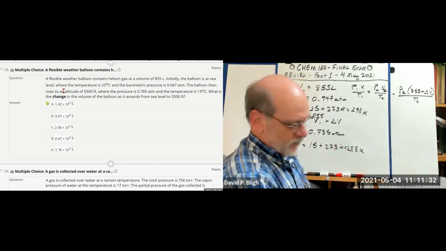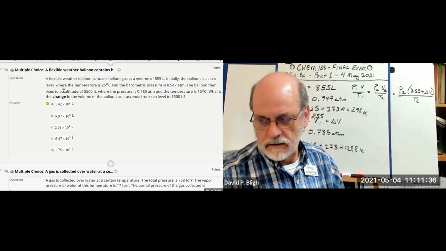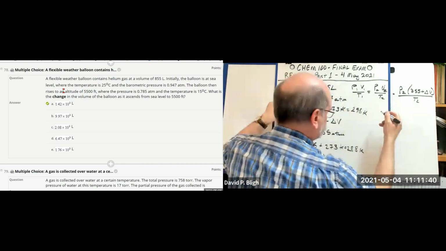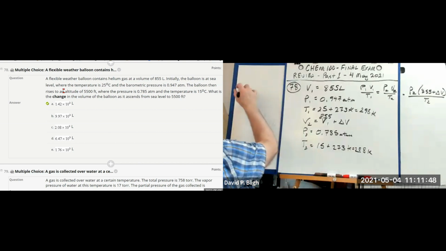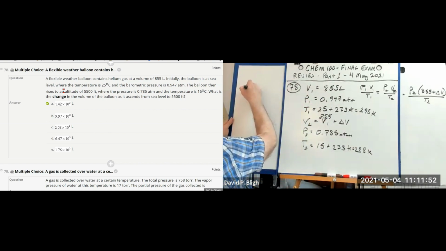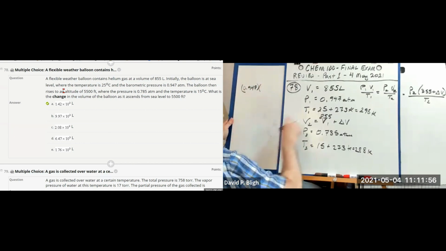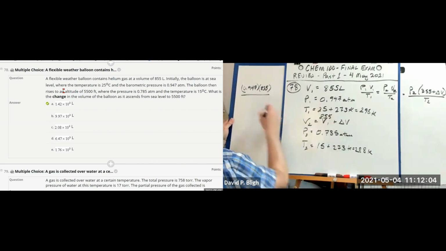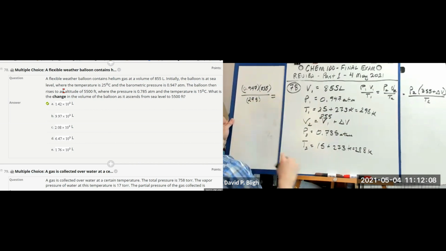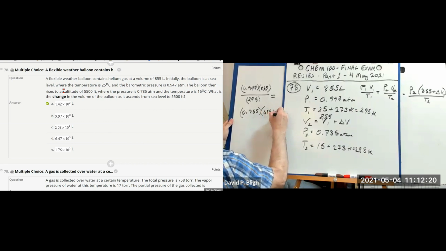So let's say, after I quench this phone, P1. Let's see, I probably ought to go over here, at least for part of it. P1 is 0.947. And then V1 is 855. And then T1 is 298. And that's equal to P2, which is 0.785 times (855 plus delta V) divided by T2, 288. Okay?